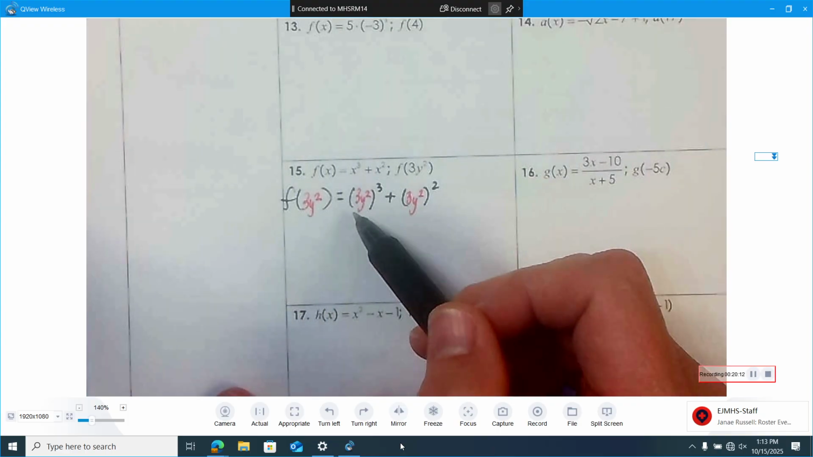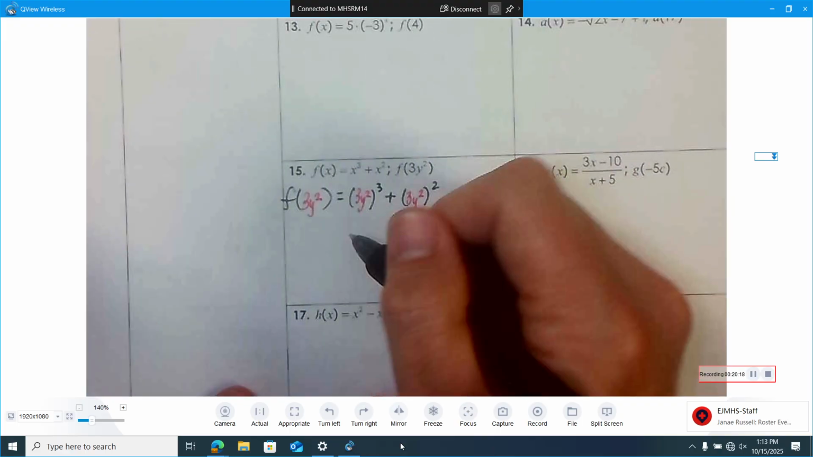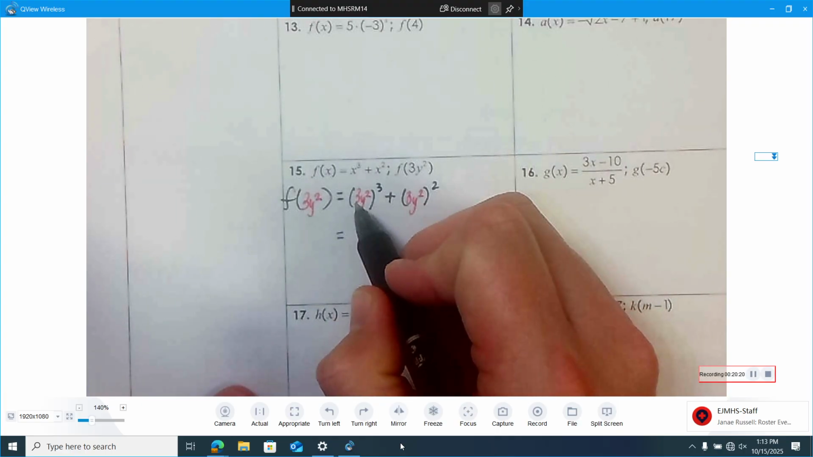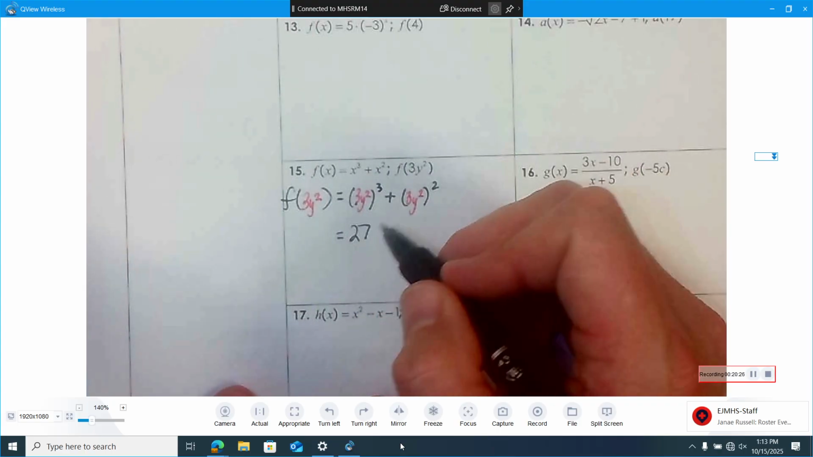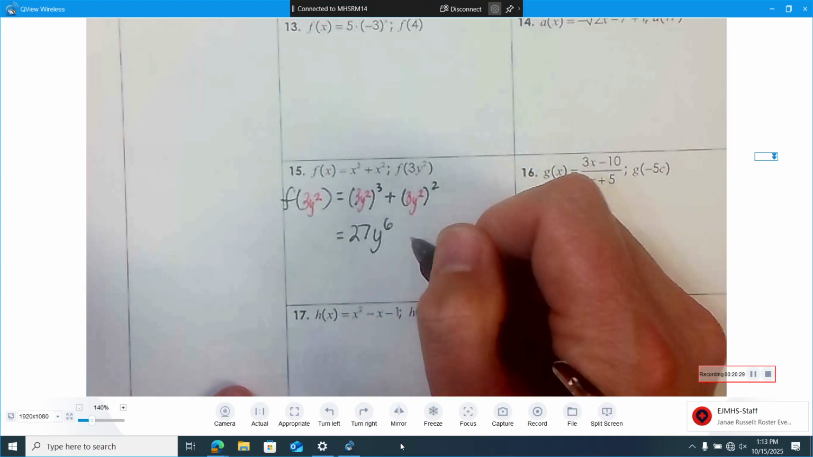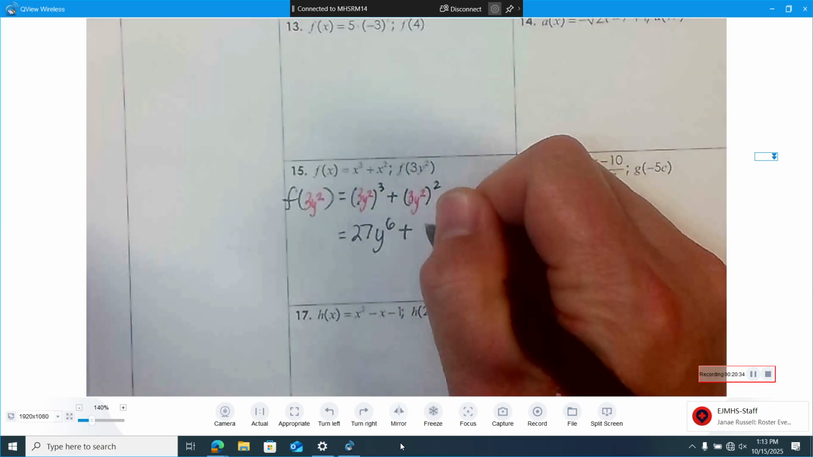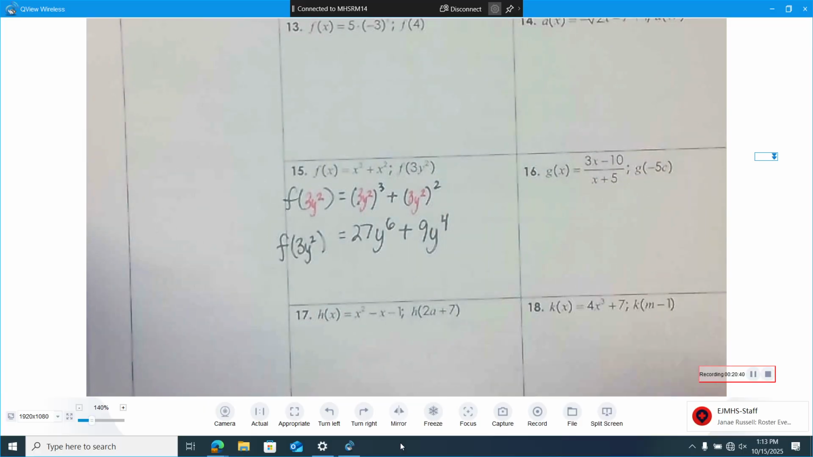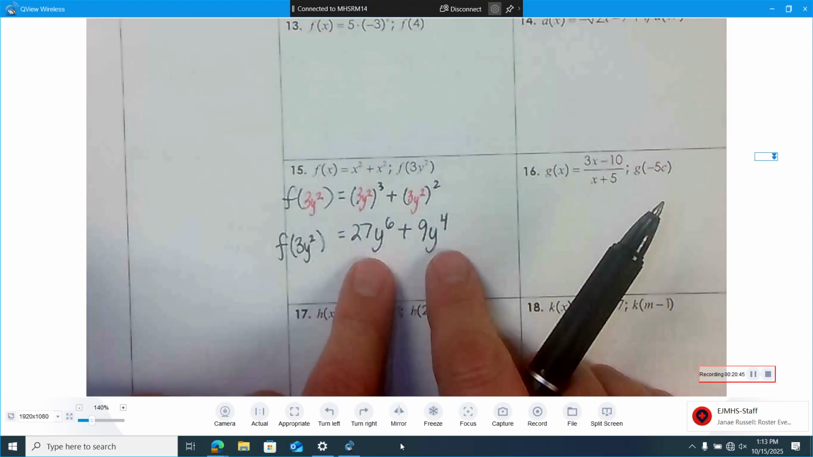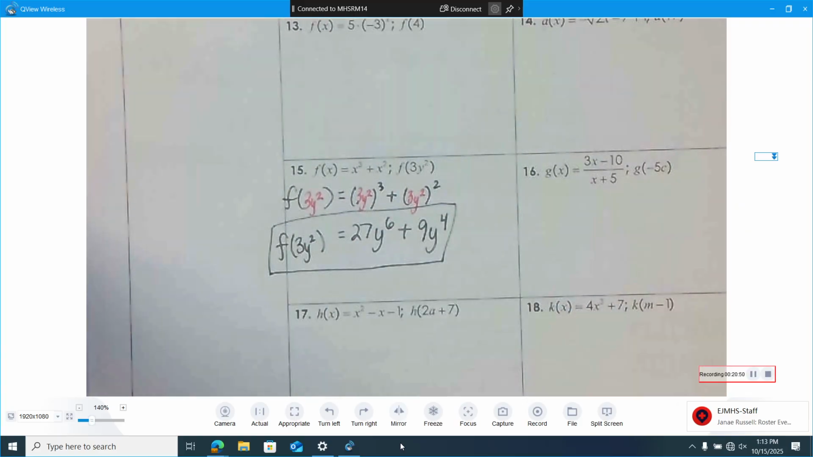What is 3y squared to the third power? 27y to the 6 is correct. 3 times 3 times 3 is 27, and y squared times y squared times y squared is y to the 6th power. Very good. What is 3y squared, squared? 9y to the 4th. Very good. Can we do any more with that, or is it done? That's all we can do. They're not like terms, they don't have the same exponents, so they are not friendly. That is done.